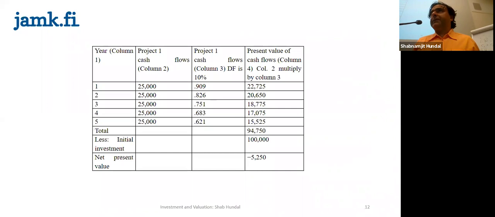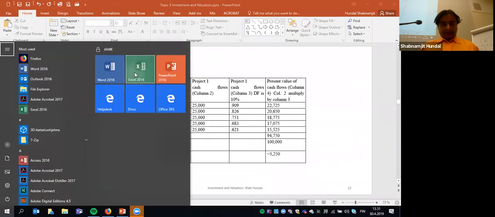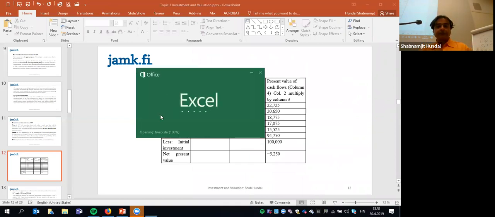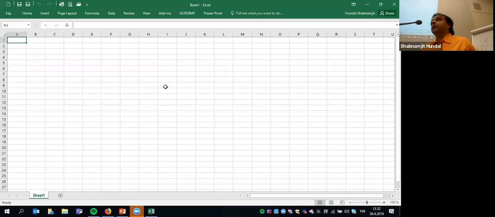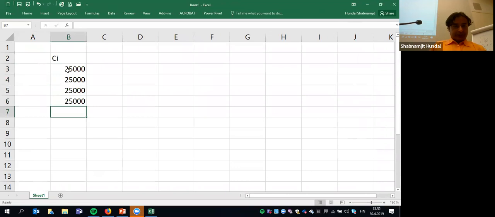Now, normally this discount rate you can calculate, you can see the tables, but there's a way you can calculate it by yourself also, okay? I can show you how it works. We need to go to Excel. So I can do the same question with Excel, okay? So the cash CI, let's say, was 25,000. I'm doing it so that you can also do it with the help of Excel. 25,000 for 5 years.